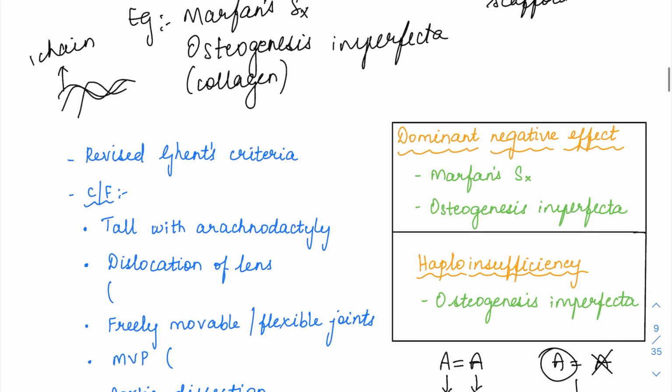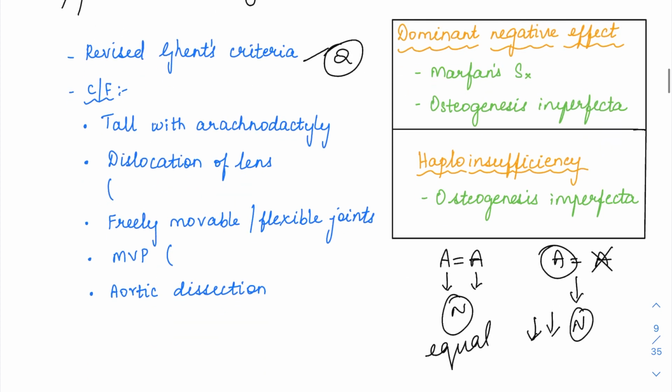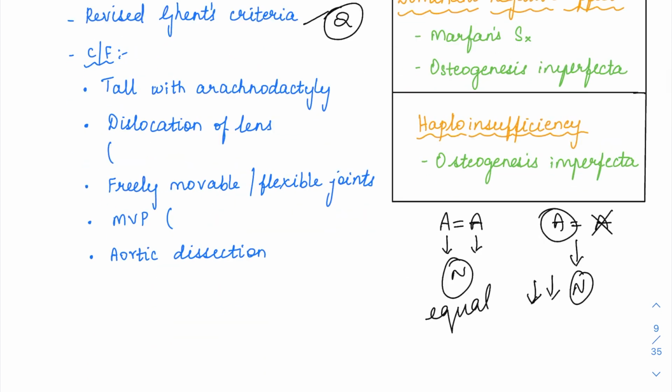So under Marfan syndrome, we are going to diagnose it based on the revised Ghent criteria. So Ghent criteria is for Marfan's syndrome. Duke's criteria was for infective endocarditis, while Ghent criteria is for Marfan's syndrome. And Jones criteria is for rheumatic heart disease.